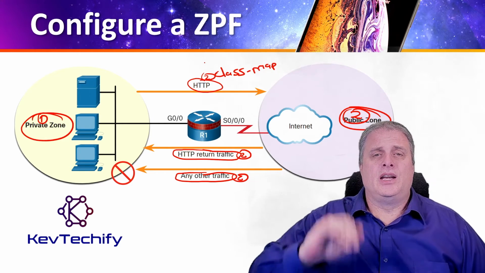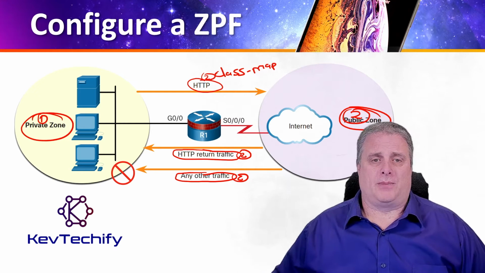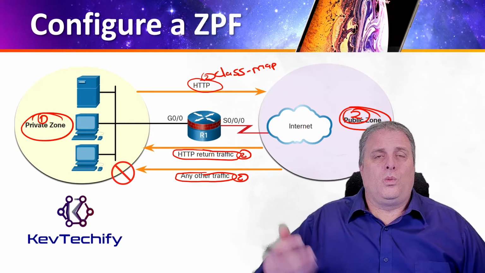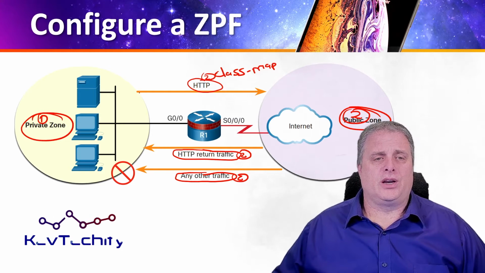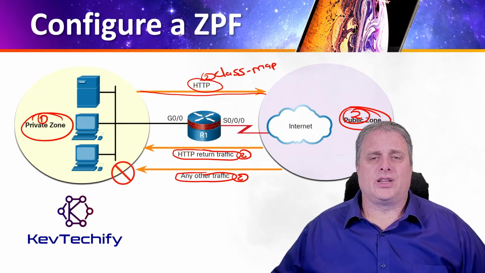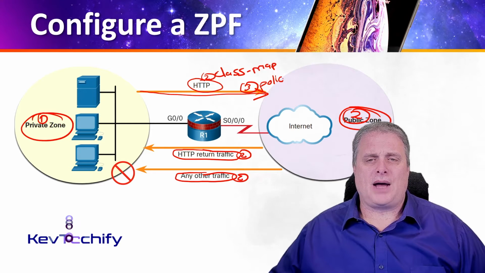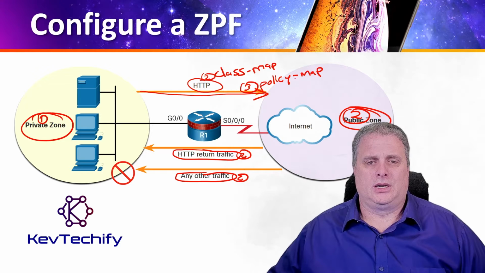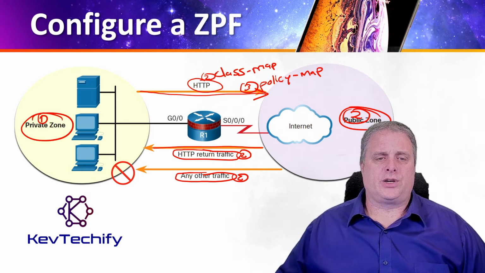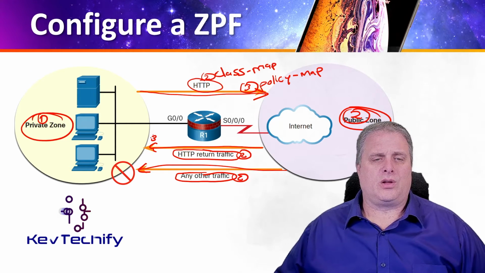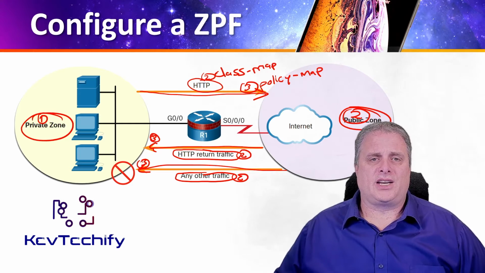Then the third step here is define an action with a policy map. What are we going to do? Where are we going to let this traffic flow? So what we're doing here is defining this action. We are going to allow traffic to go from our private zone to our public zone. And so this is 3. And once again, this is called a policy map. So you're creating a policy on what you're going to do with your identified data from your class map. Down here, we're going to allow return traffic to come in, and then we're also going to block all other traffic. And so this is all part of step 3, defining an action.